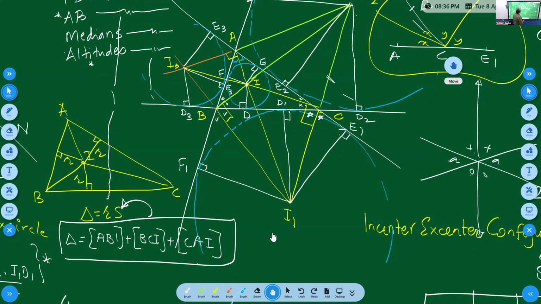Now can we find out DD1? Or before that, D2, D3. Find D2, D3.